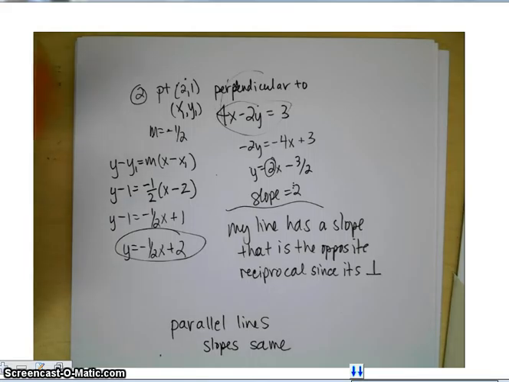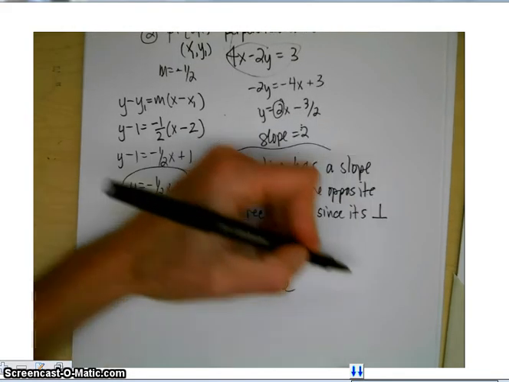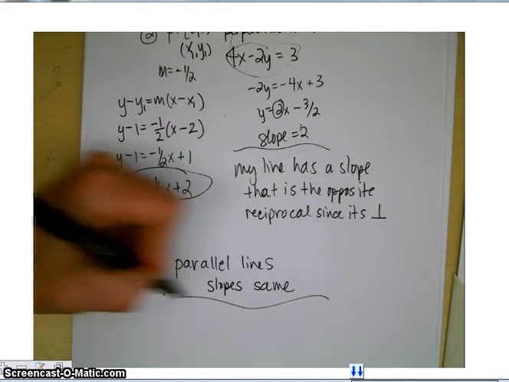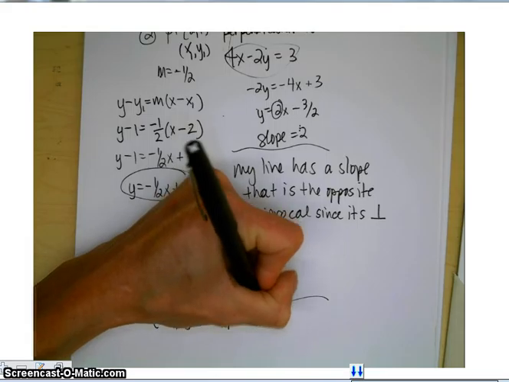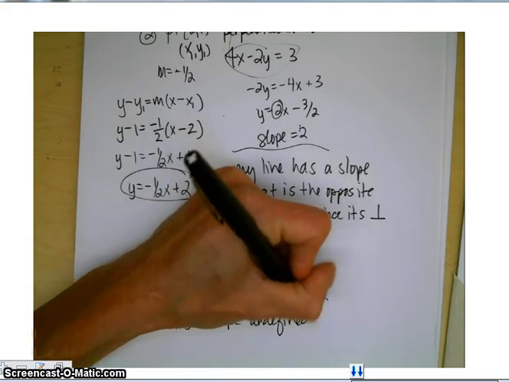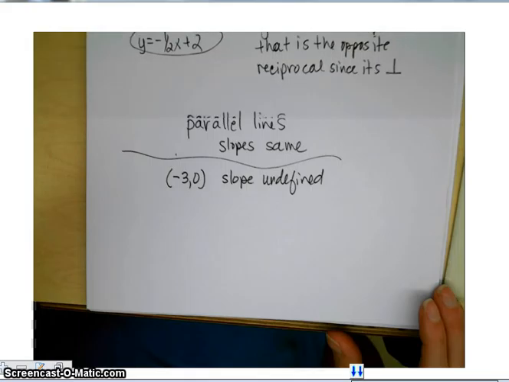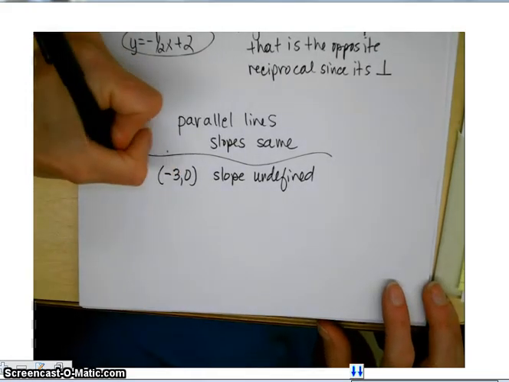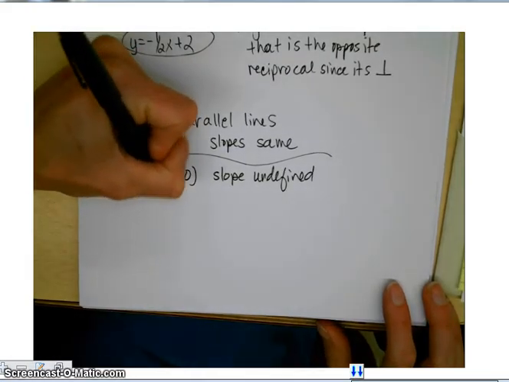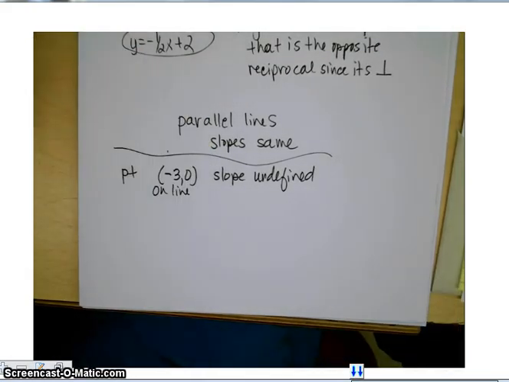Okay. Could you graph a line if they gave you a point and the slope of the line? Okay, you could. So if I told you that negative 3 comma 0 was on the line and the slope was undefined, you could graph that line for me. The point negative 3 comma 0 is on the line and the slope is undefined. Could you graph it for me?